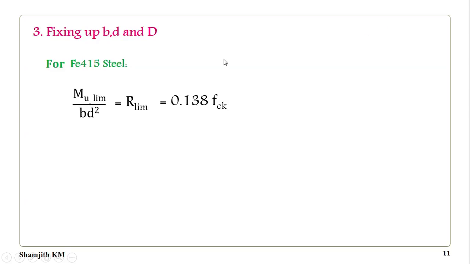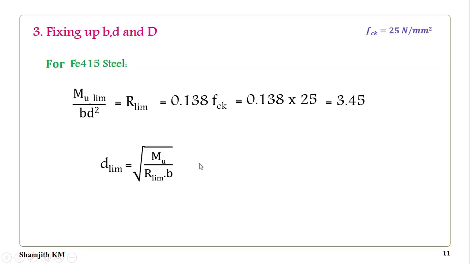For M25, it will be 25 Newton per mm square. So the value of Mu_lim divided by bd square, or R_lim, is equal to 0.138 into 25. That is equal to 3.45.